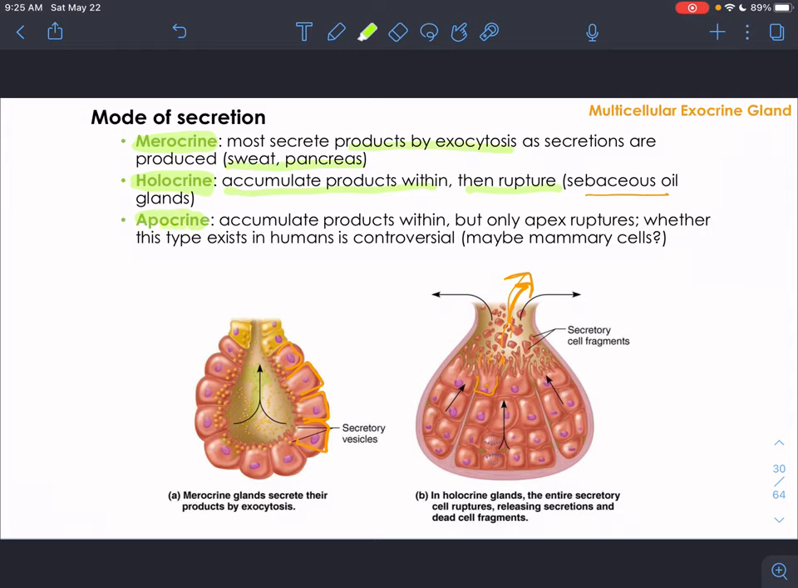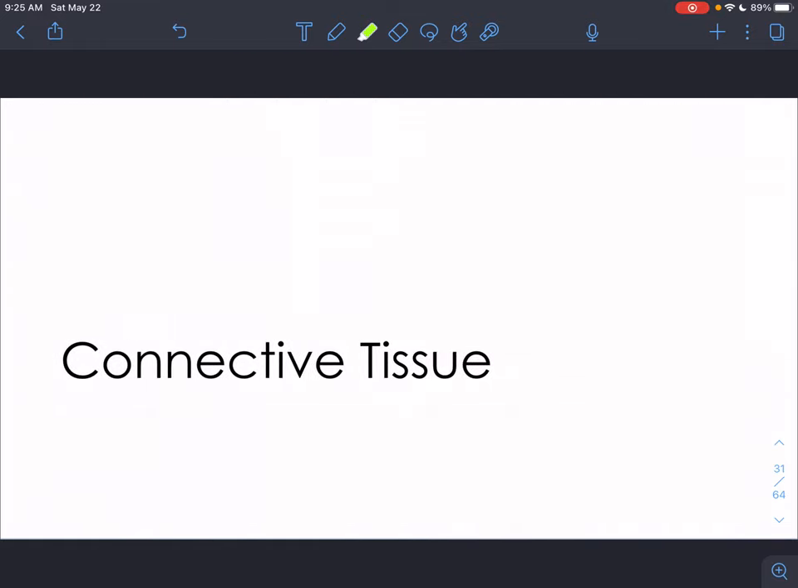And then the apocrine glands are the last type. And they are going to, again, accumulate products within, but only the apex ruptures. Okay. And we're not really sure if this type of cell exists in humans. It's still kind of debated. Maybe in mammary cells producing breast milk. But the main two types you're going to see, the merocrine and holocrine glands. Okay. All right, so that is the end of our epithelial tissue. I'm going to stop here and then have a part two talking about the connective tissues in our body.